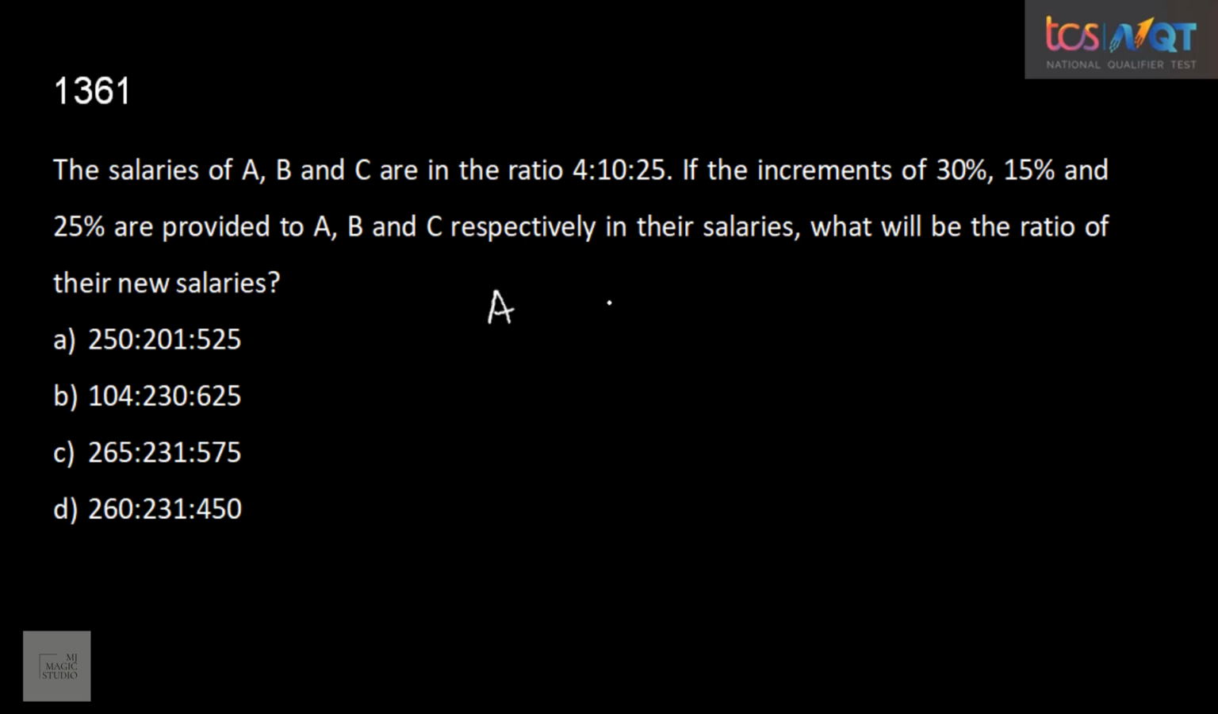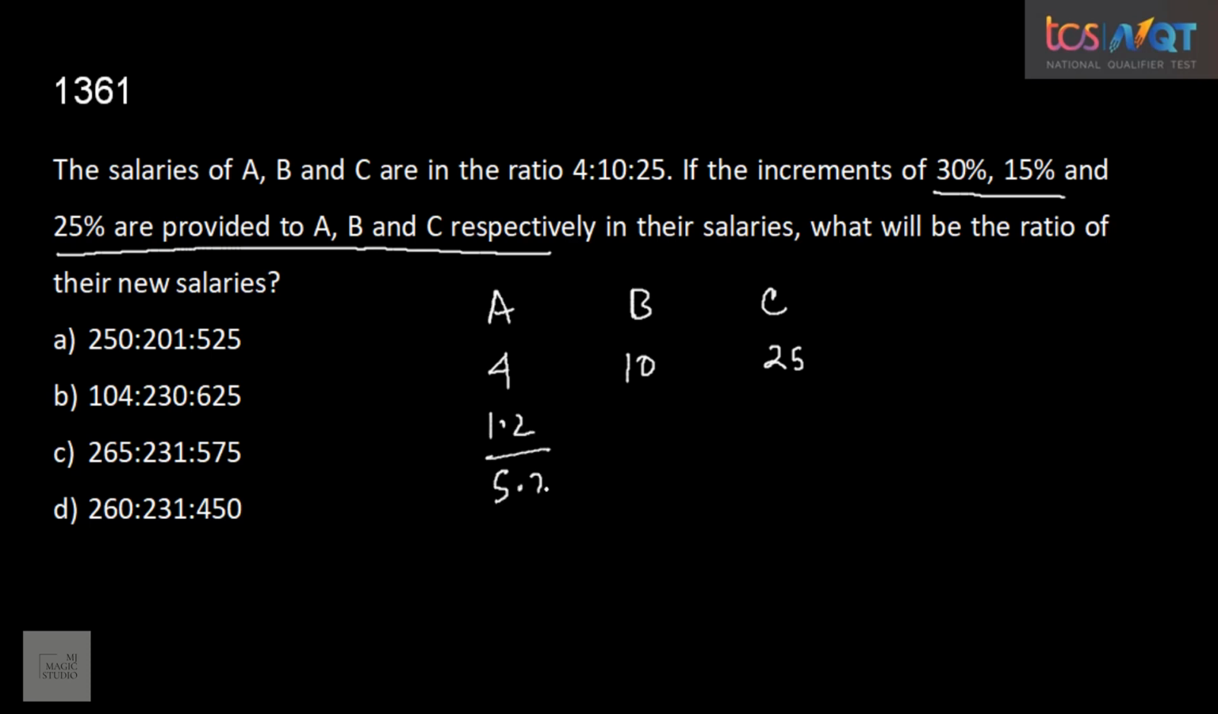The salaries of A, B and C are in the ratio 4 is to 10 is to 25. If increments of 30%, 15% and 25% are provided to A, B, C respectively, that means 30% of 4 is 1.2, his salary will become 5.2. Then 15% of 10 is 1.5, this will become 11.5. And 25% of 25 should be 6.25, that will become 31.25. What will be the ratio of the new salaries? This is the ratio of new salary.